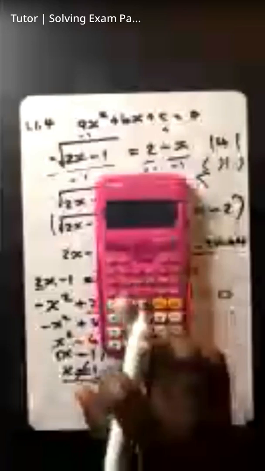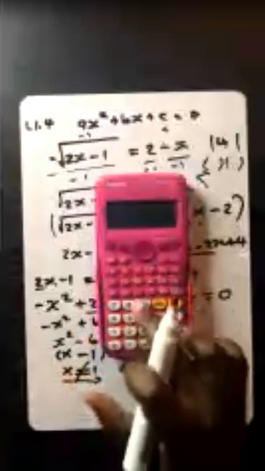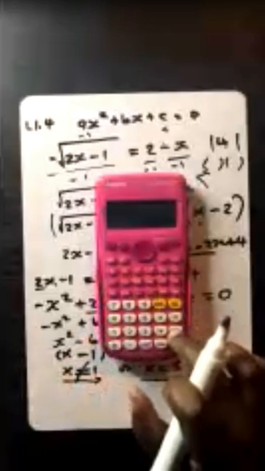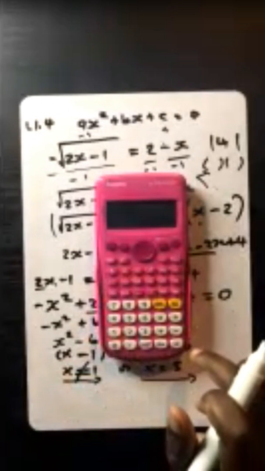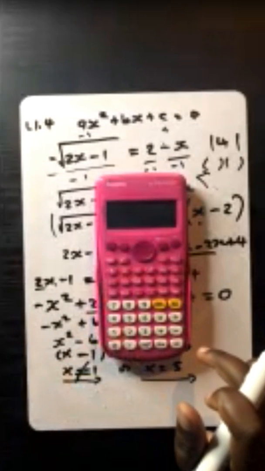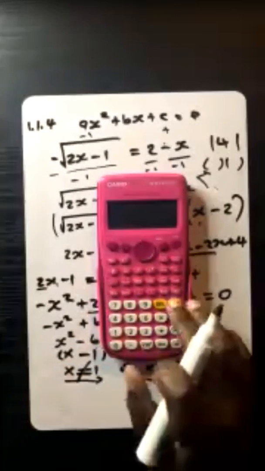Then let's test for 5. You say negative square root of 2 into 5 minus 1, that's equal to 2, you get negative 3. Let's check on the other side.